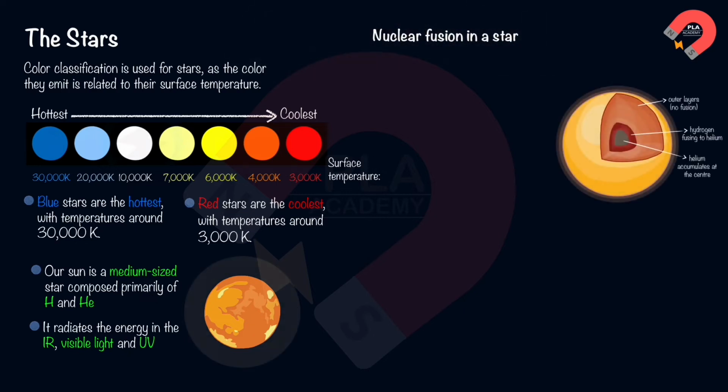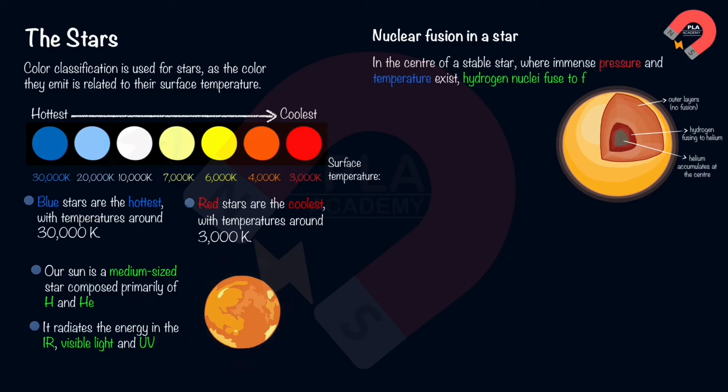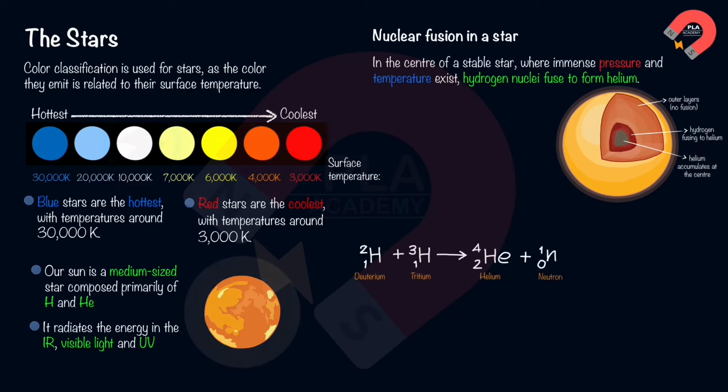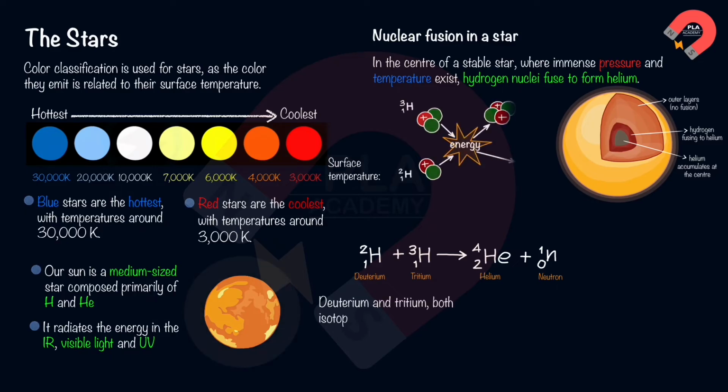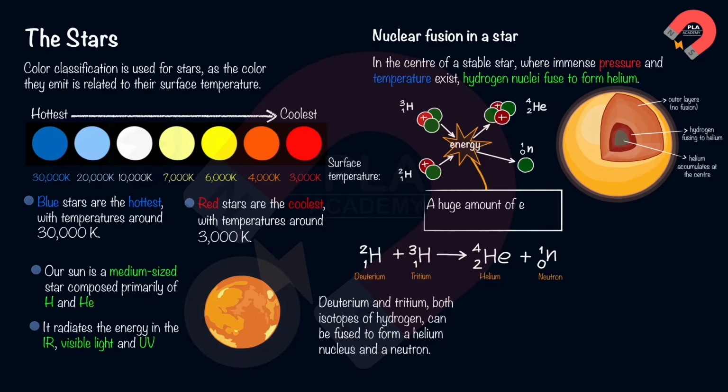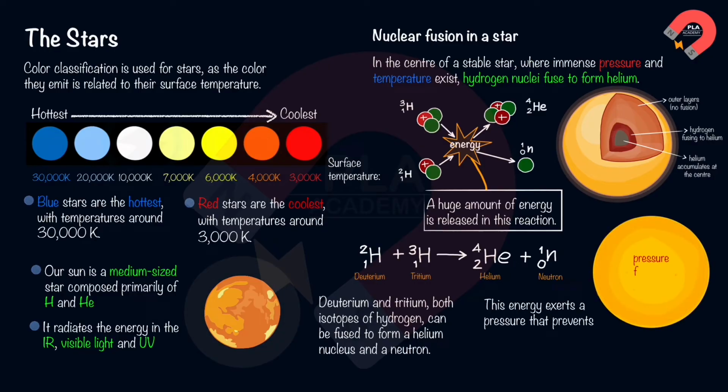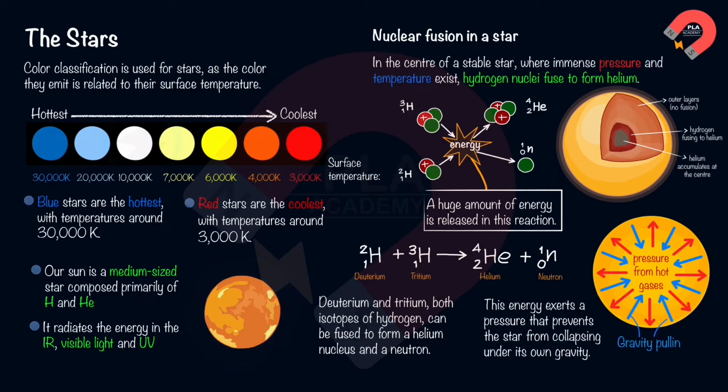Nuclear fusion in a star. In the center of a stable star, where immense pressure and temperature exist, hydrogen nuclei fuse to form helium. This nuclear fusion reaction can be represented by the following equation. Deuterium and tritium, both isotopes of hydrogen, can be fused to form a helium nucleus and a neutron. A huge amount of energy is released in this reaction. This energy exerts a pressure that prevents the star from collapsing under its own gravity.